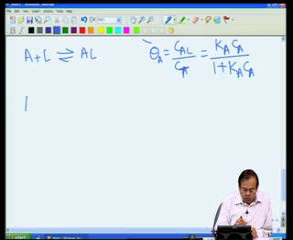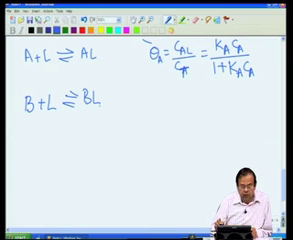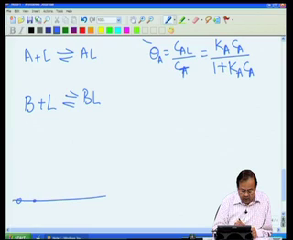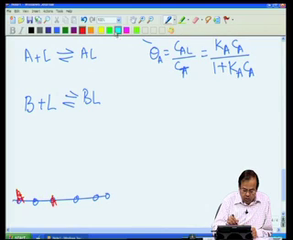So, we could have B plus L giving rise to BL. So, both these things are happening simultaneously. So, if you once again go through the same exercise, what we are essentially saying is these are the catalyst active sites, and some of which are occupied by A, some are occupied by B.